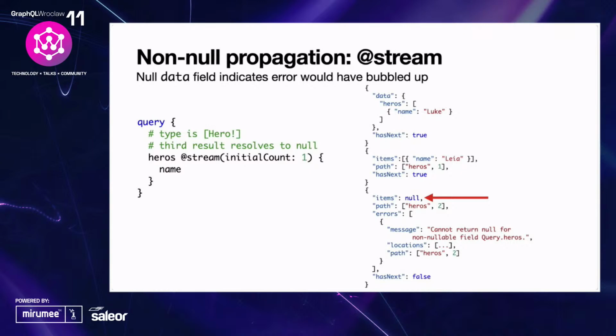So with both defer and stream payloads, whenever the data or the items field are set to null, clients know that this null should have bubbled up higher. And the spec doesn't require clients to handle this in any specific way. We just describe what the behavior is, but then clients can implement whatever makes sense for their use cases.